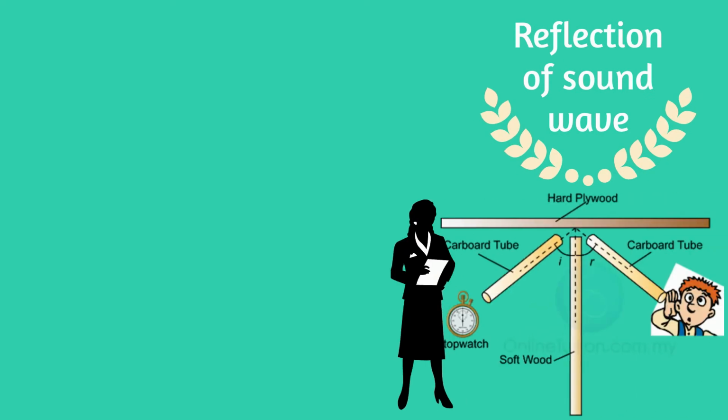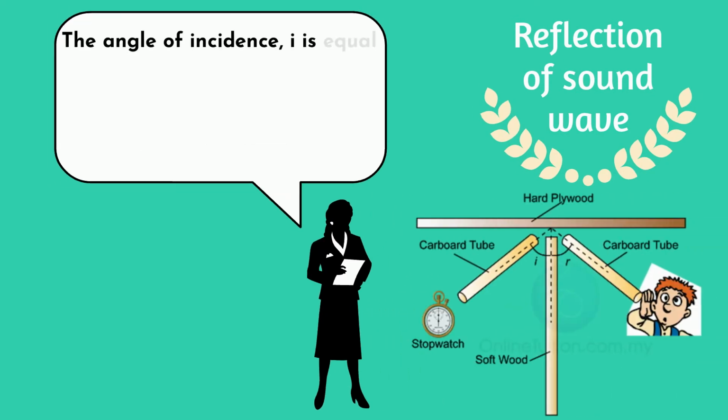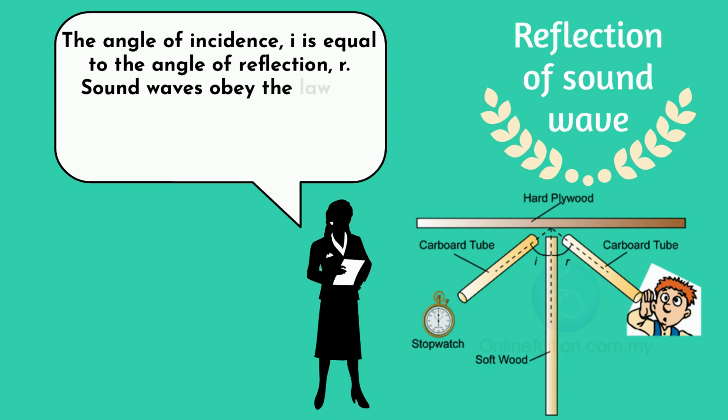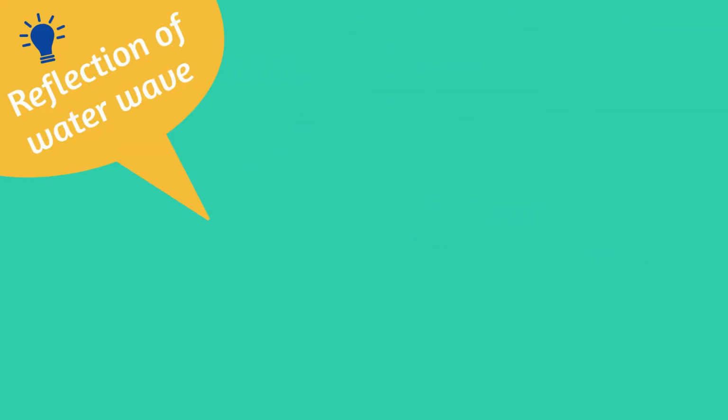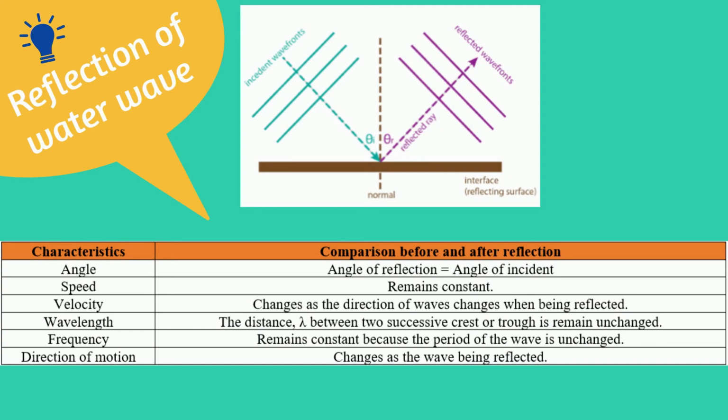Reflection of sound waves. The angle of incidence, i, is equal to the angle of reflection, r. Sound waves obey the law of reflection, that is, the angle of incidence is equal to the angle of reflection. The graph below summarizes the characteristics before and after reflection of light.